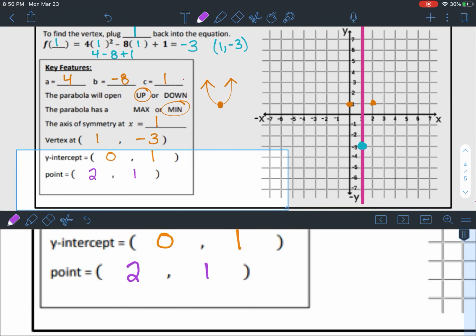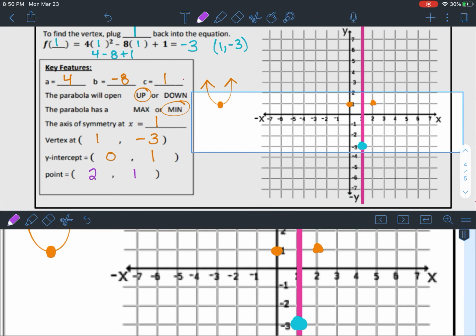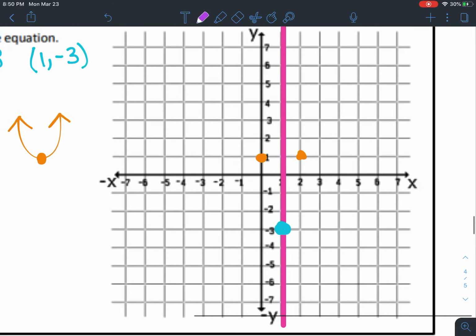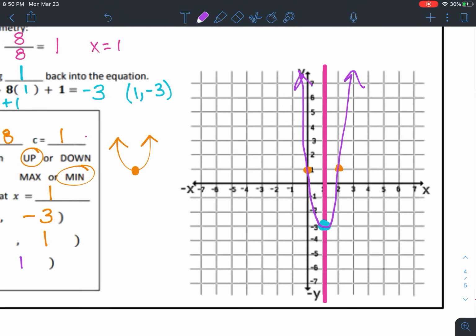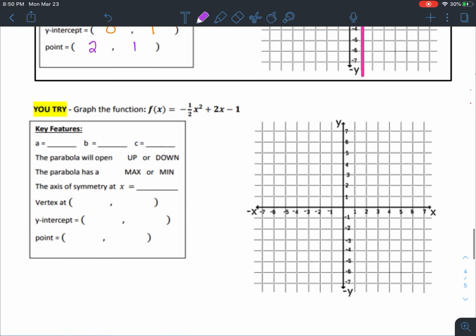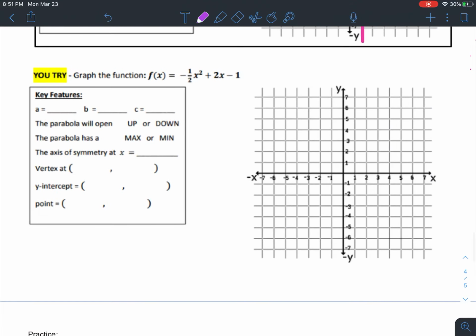Which that second point I can call 2, 1. Now that we know that, we can graph our pretty parabola and we can be done with this problem. So let's graph this guy. It's going to come down and hit that vertex and then go right back up. So we have something that looks like that purple parabola there.